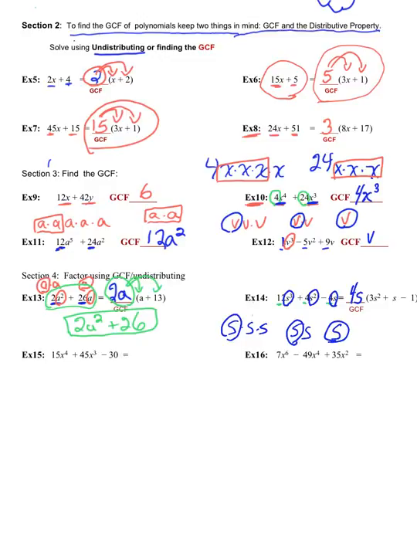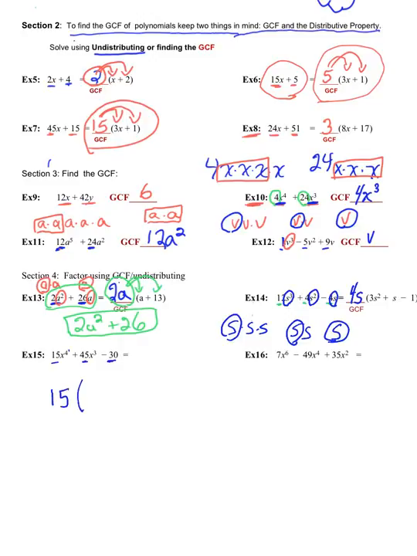All right, now I'd like you to try it on your own. The directions will say factor, all right? And I specifically told you to factor finding the GCF and undistributing. So you are looking for the greatest common factor that goes into 15, 45, and 30. And that number is 15.